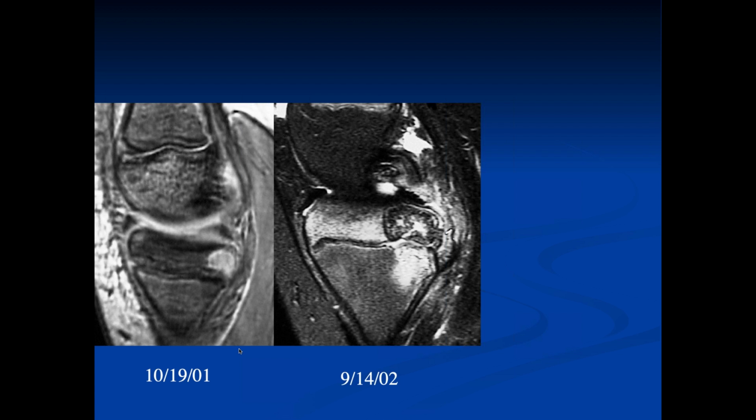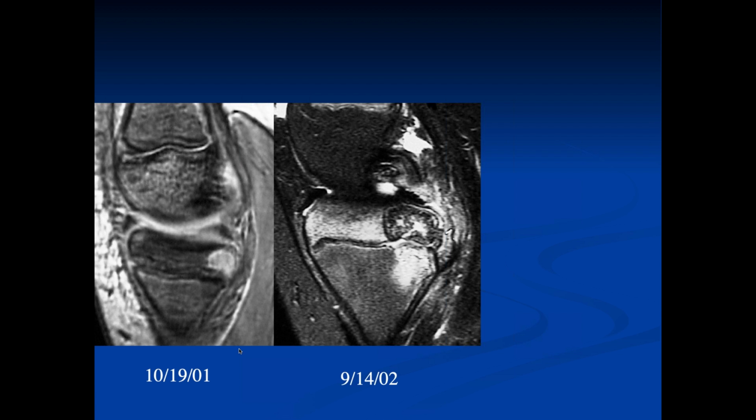So excluding that one, the other things you think of, it could be EG. And these have to be excised in total right from the get-go. You don't wait a year for this. It could be EG, it could be infection, but both of those typically involve the metaphysis primarily, and then extend into the epiphysis. Primary epiphyseal lesions are pretty much limited to trauma and this diagnosis.